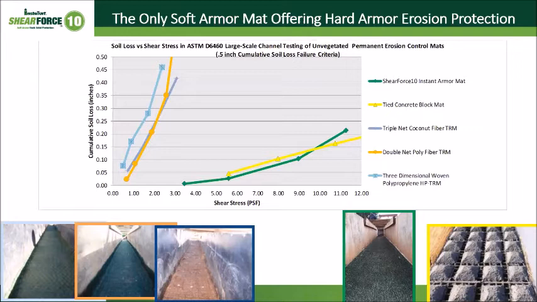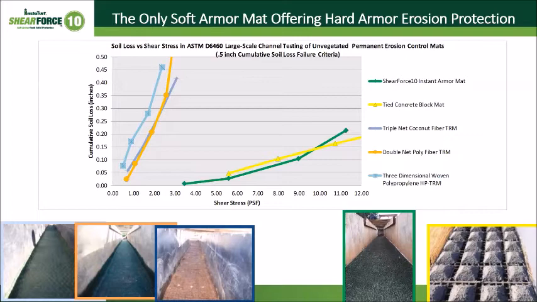One thing you'll notice about all three of those products in terms of performance is they're all about the same. All three of those products are at or approaching the half-inch failure point, somewhere between 2 and 3 pounds per square foot of shear stress. If you move to the right there, the yellow line is a tied concrete block mat. And then the green line is the Shear Force 10 Instant Armor Mat. You can see the Shear Force 10 product basically ran neck and neck with the tied concrete block mat in terms of controlling erosion, controlling soil loss at various shear levels all the way up to the maximum shear level we tested at, between 11 and 12 pounds per square foot.